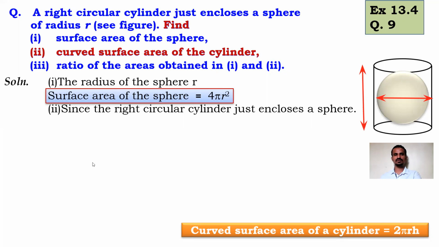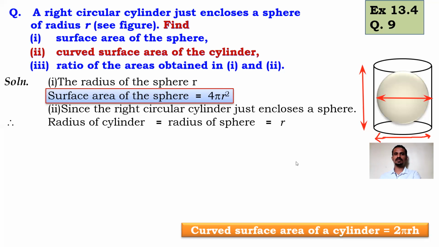So let's first write down the statement. Since the right circular cylinder just encloses the sphere, that means the radius you can easily tell. Look, the diameter of both of these will be same. Both the diameters will be same. That means both the radii will be same. So radius of the cylinder is same as radius of the sphere. That means it is equal to r. We got the radius.